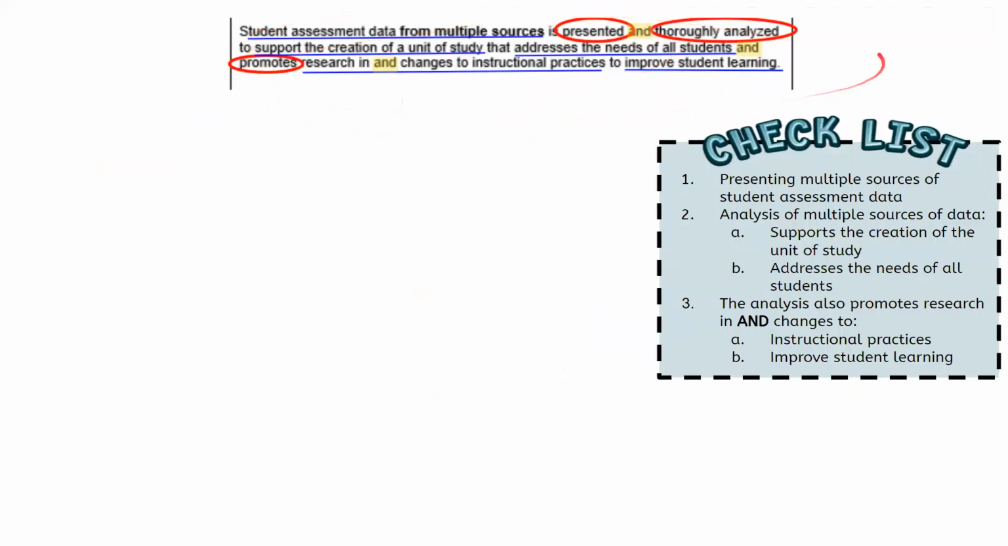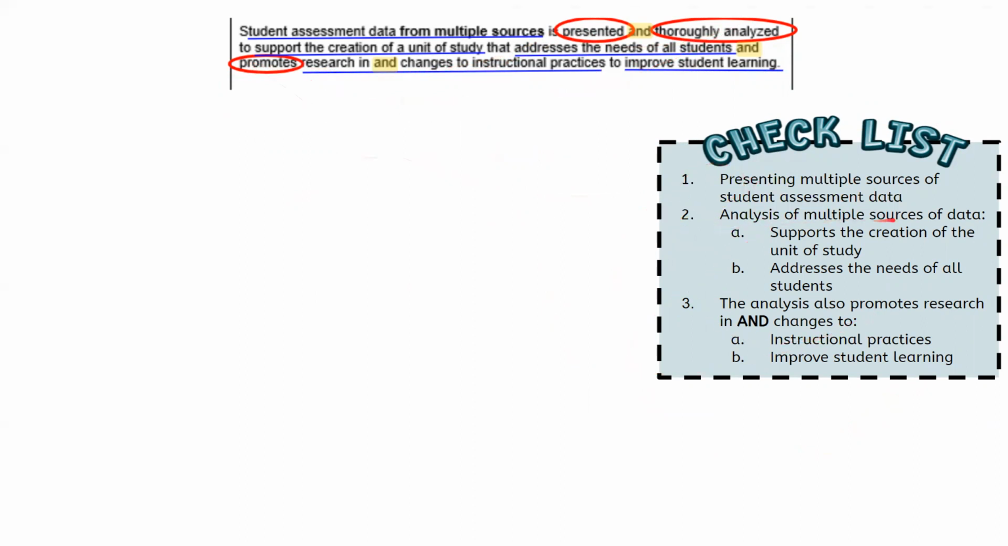We're focusing on just this one section. And from that one section, I made a checklist of everything that's included in here that I need to make sure is presented in my outline or my final product. I need to be able to present multiple sources of student assessment data, present it, and see that it's chunked by the different action steps I have. Present it, analyze, promote. Present it, analyze, promote.